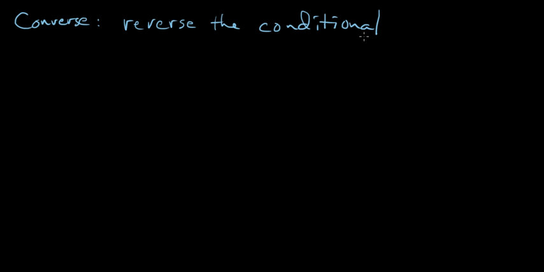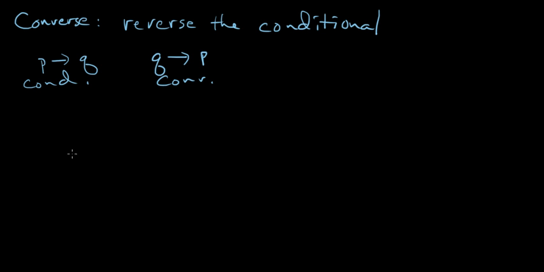What do you mean we reverse the conditional? What the heck does that mean? That means if P implies Q, this is a conditional, okay? The converse is just the opposite: Q implies P. Well, how does that work?